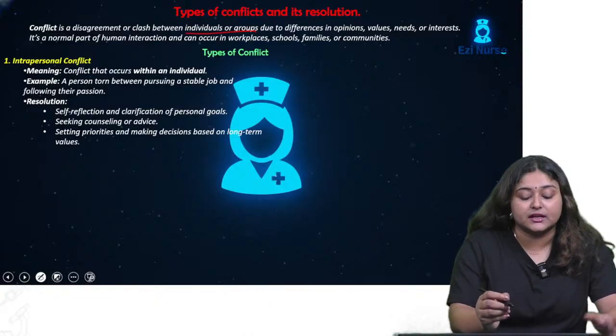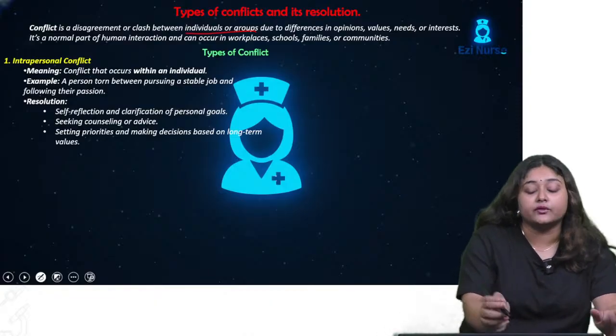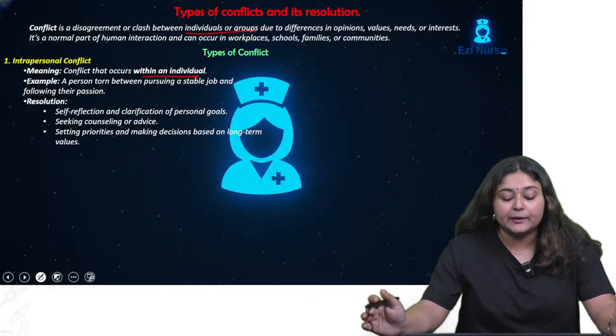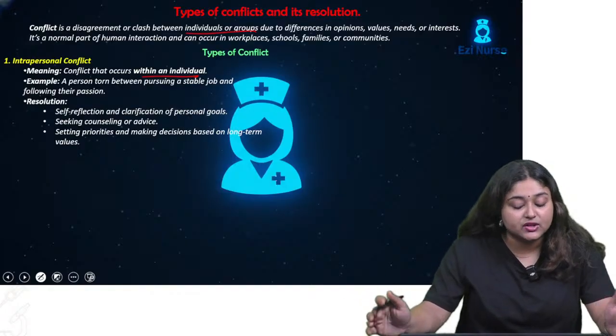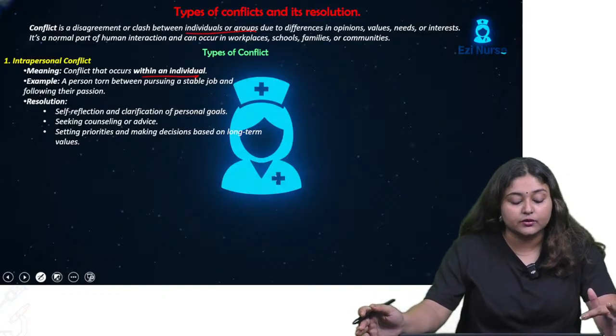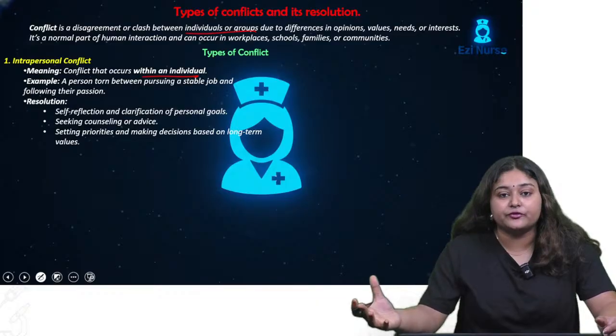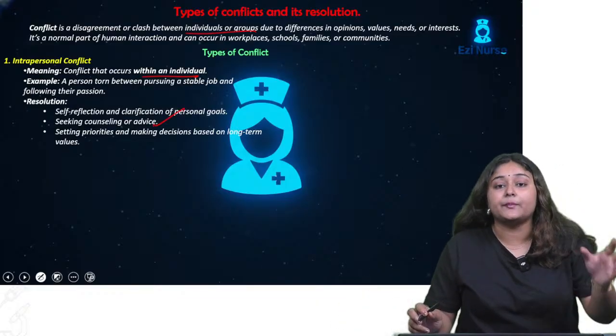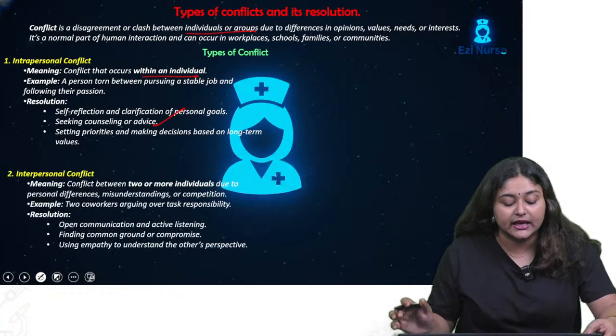First is intrapersonal. Intrapersonal is nothing but when the conflict occurs within an individual. An example, a person torn between pursuing a stable job and following their passion. So that is the intrapersonal conflict. So resolution: self-reflection as well as clarification, seeking counseling or advice and setting priorities, and based on that they have to take a step.